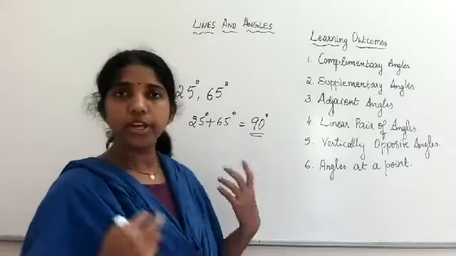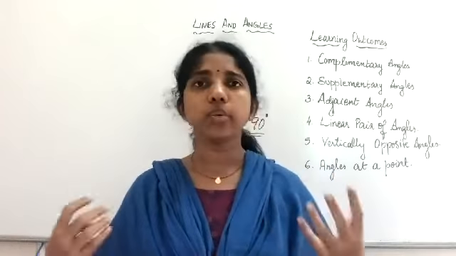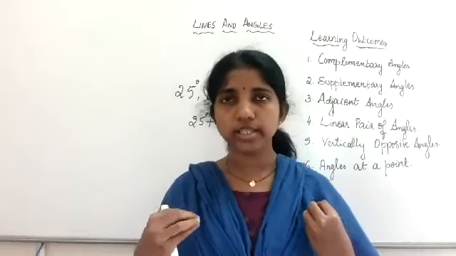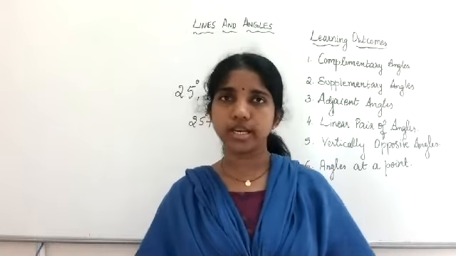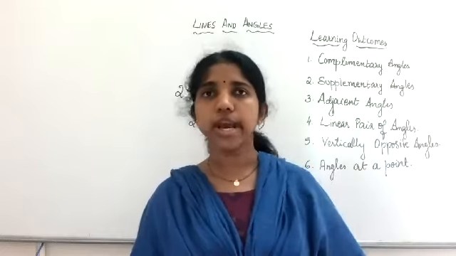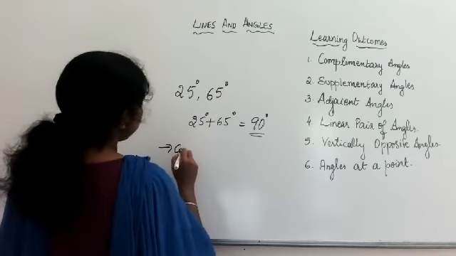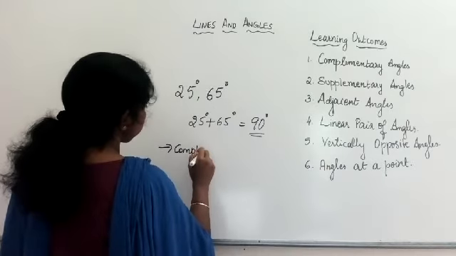When you take two angles and their sum adds up to 90 degree, such angles are called complementary angles.